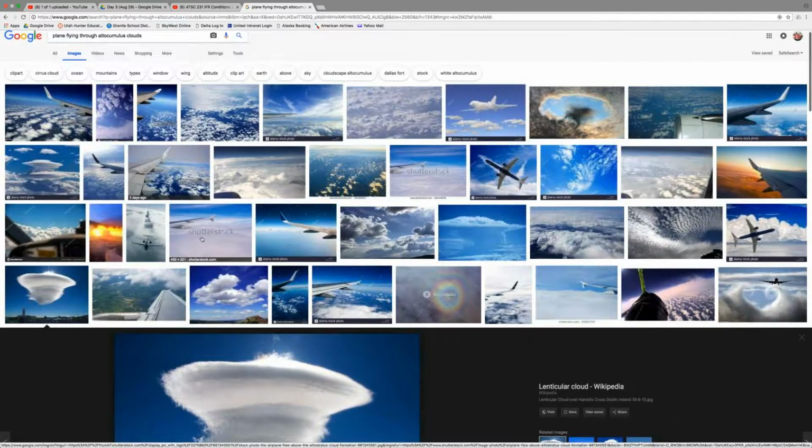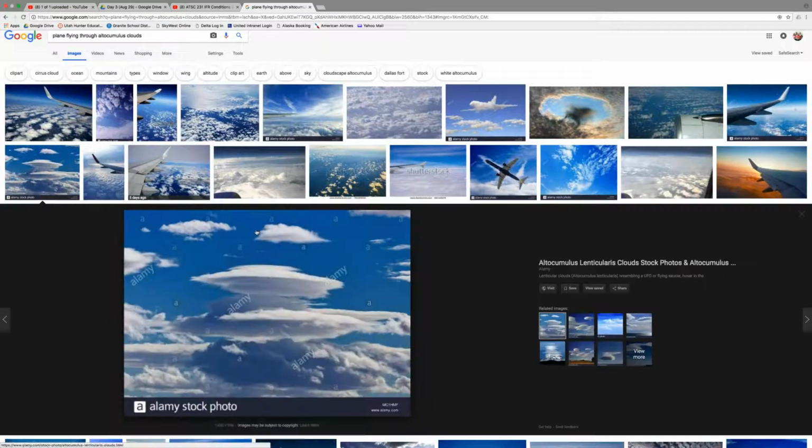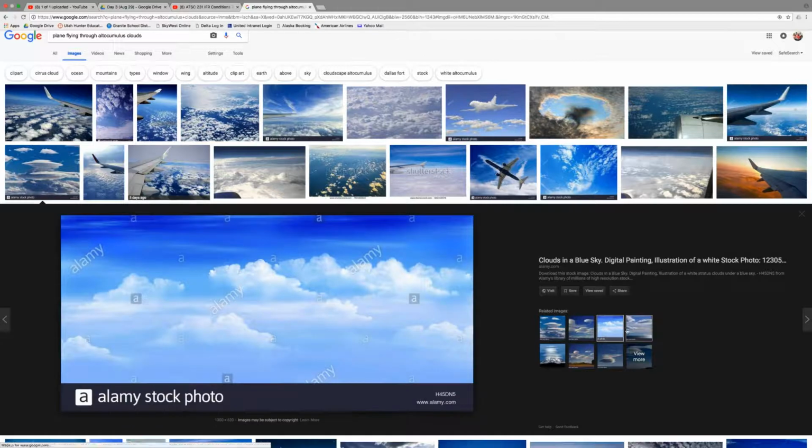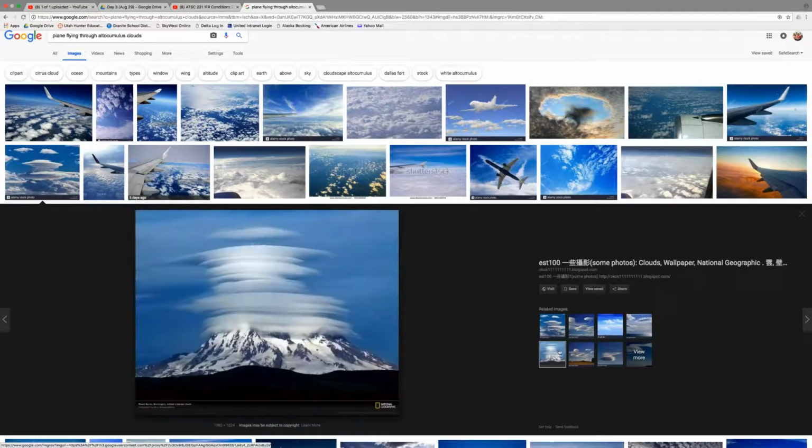That's kind of... There you go. There's a double stack for you. There's probably a mountain somewhere down here. But yeah, expect severe turbulence. That is insane right there.